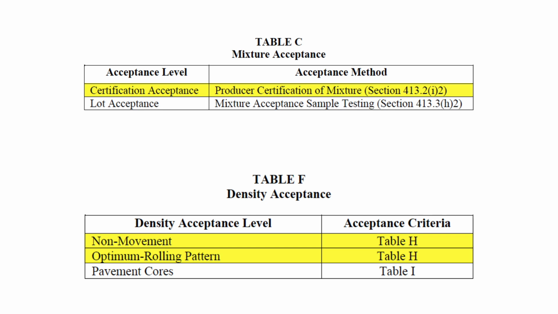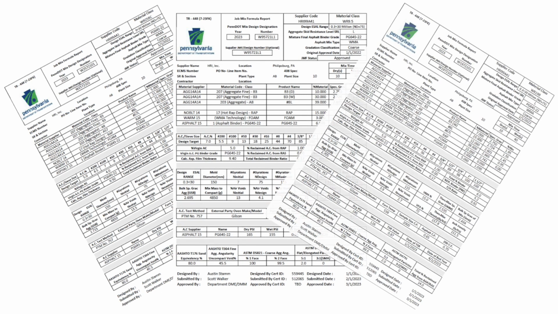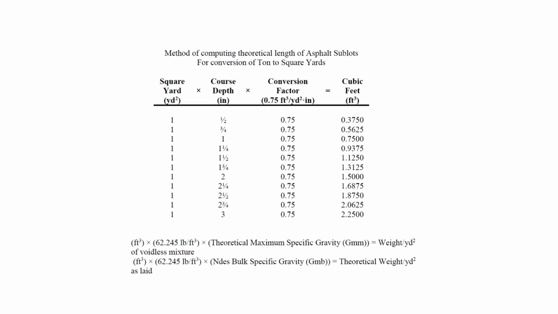This video will not be touching on these different acceptance criteria, but Publication 408, Section 413 details how to handle these situations. Projects will usually have multiple job mix formulas, known as JMFs. Asphalt lots are established for each specific JMF. Asphalt lots are in tons, so if a JMF quantity is listed as square yards, it will have to be converted into tons. Project Office Manual, Section C.4.6 details how to compute this conversion. To save time in this video, a detailed overview of this section will not be discussed. However, it is advised to review this section when needed in the field.